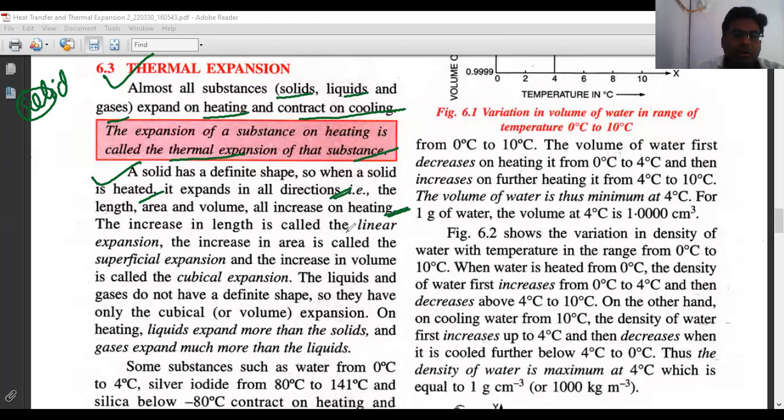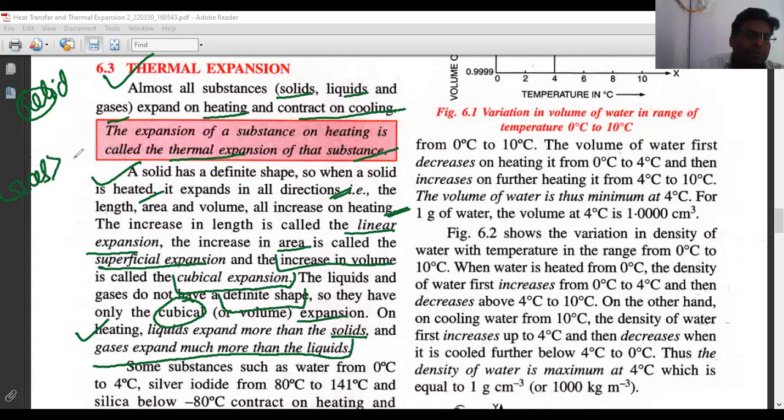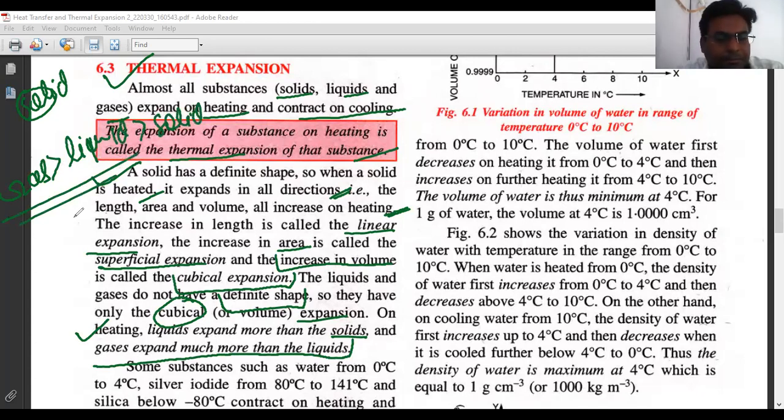An increase in length is called linear expansion, an increase in area is called superficial expansion, and when volume increases, it is called cubical expansion. Liquids and gases don't have a definite shape, so they have only cubical expansion, right? On heating, liquid expands more than solid, and gas expands much more than liquid. So gas expands more than liquid, and liquid expands more than solid. This is the order for the expansion. Right. Read once, then I will move ahead.